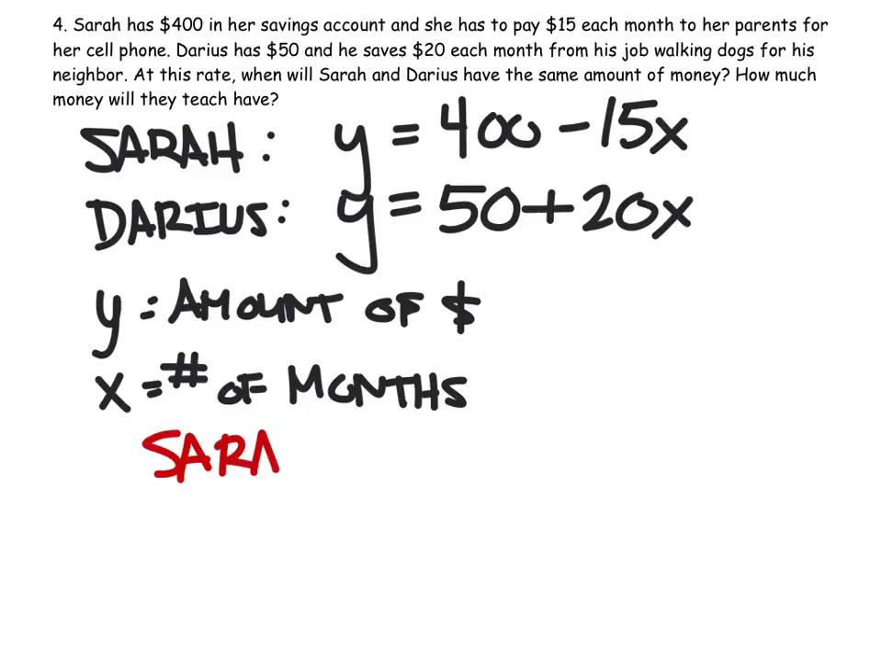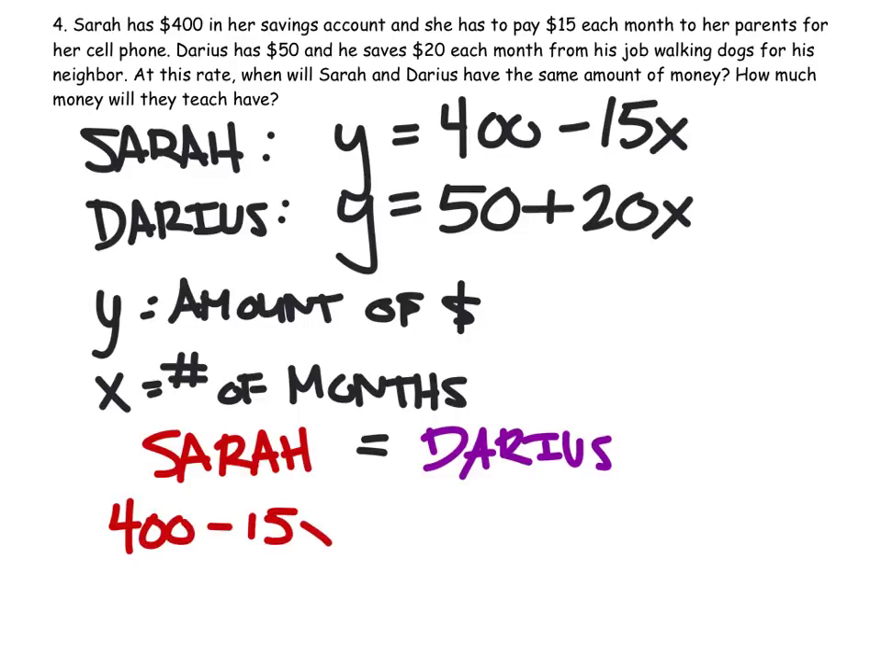Bam. We can see right away that substitution will make this extremely easy because we want to know when Sarah's amount will be equal to Darius's. So we'll just replace these equations. Sarah's is 400 minus 15x. And Darius is 50 plus 20x. And these are equal. So in solving these, we need to move the x's to one side. Should we add 15x or subtract 20x? It doesn't matter. Let's add 15x to both sides.